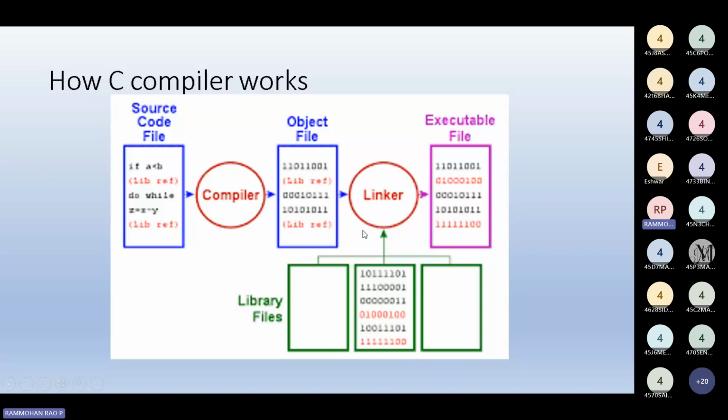So what will the compiler do? The compiler will generate object code. What do you mean by object code? It is machine code only, sir. But whatever code you have written, only that code will be converted into binary. But there is something else.